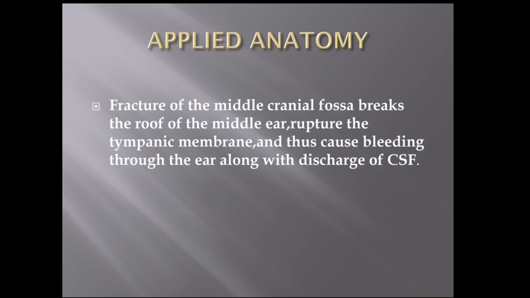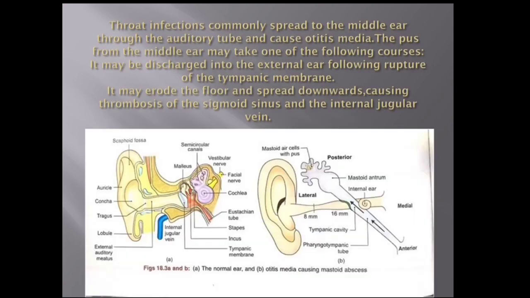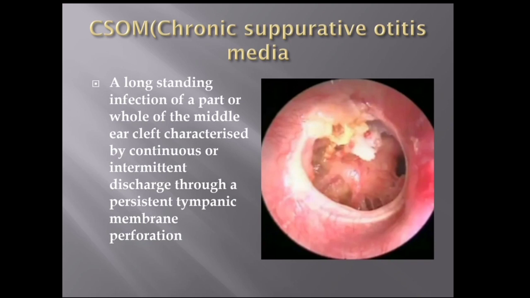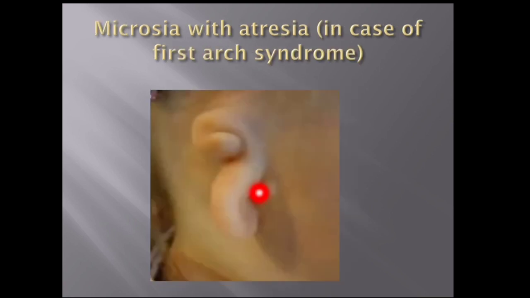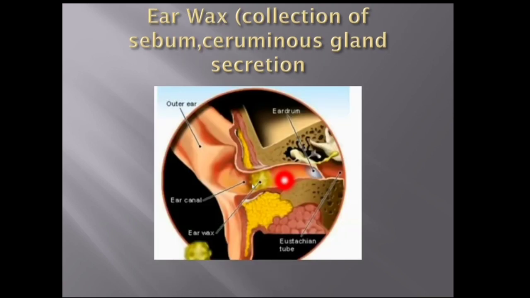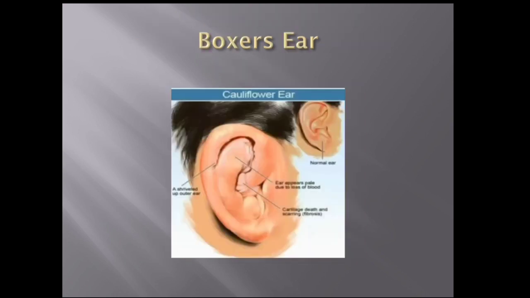Now, some applied aspects of the middle ear and external acoustic meatus. Fracture of the middle cranial fossa breaks the roof, ruptures the membrane and thus causes bleeding through the ear. Chronic suppurative otitis media, CSOM, is a long-standing infection of a part or whole of the middle ear cleft, characterized by continuous or intermittent discharge through a persistent tympanic membrane perforation. This is atresia of the external acoustic canal, microtia with atresia. Ear wax is a collection of sebum and ceruminous gland secretion.